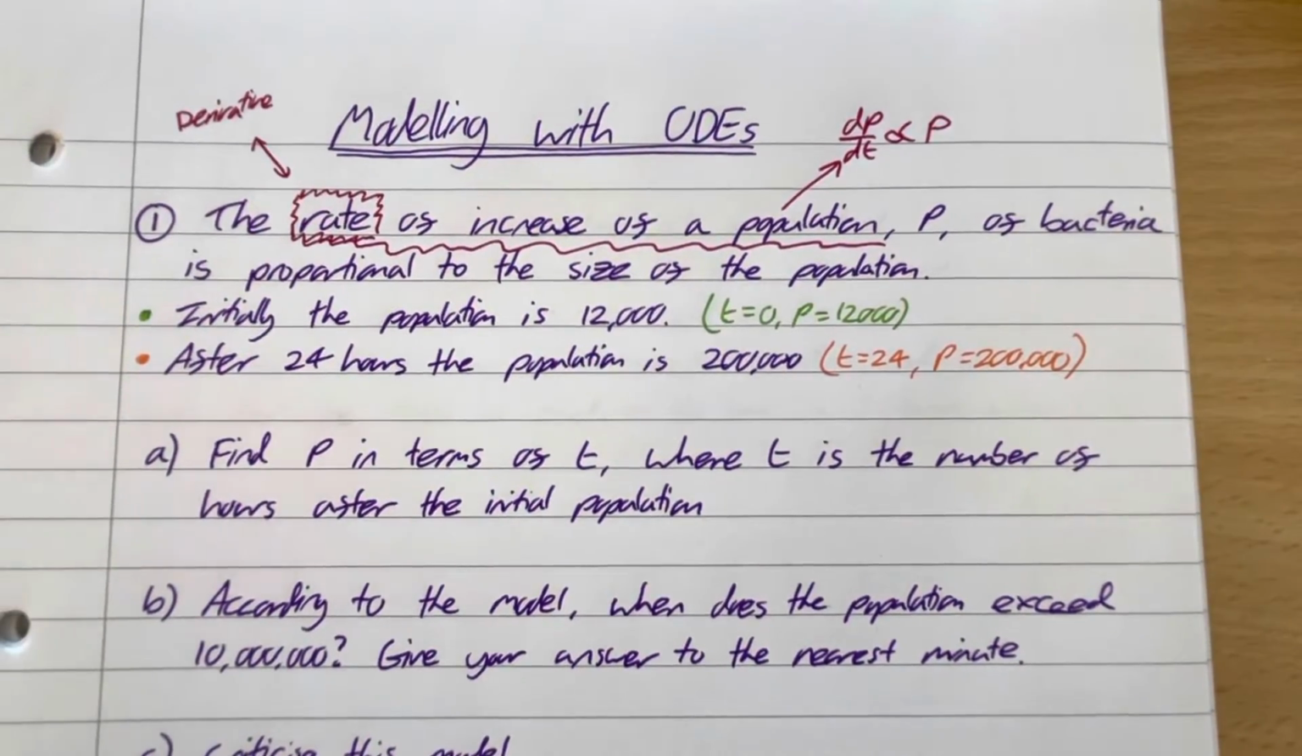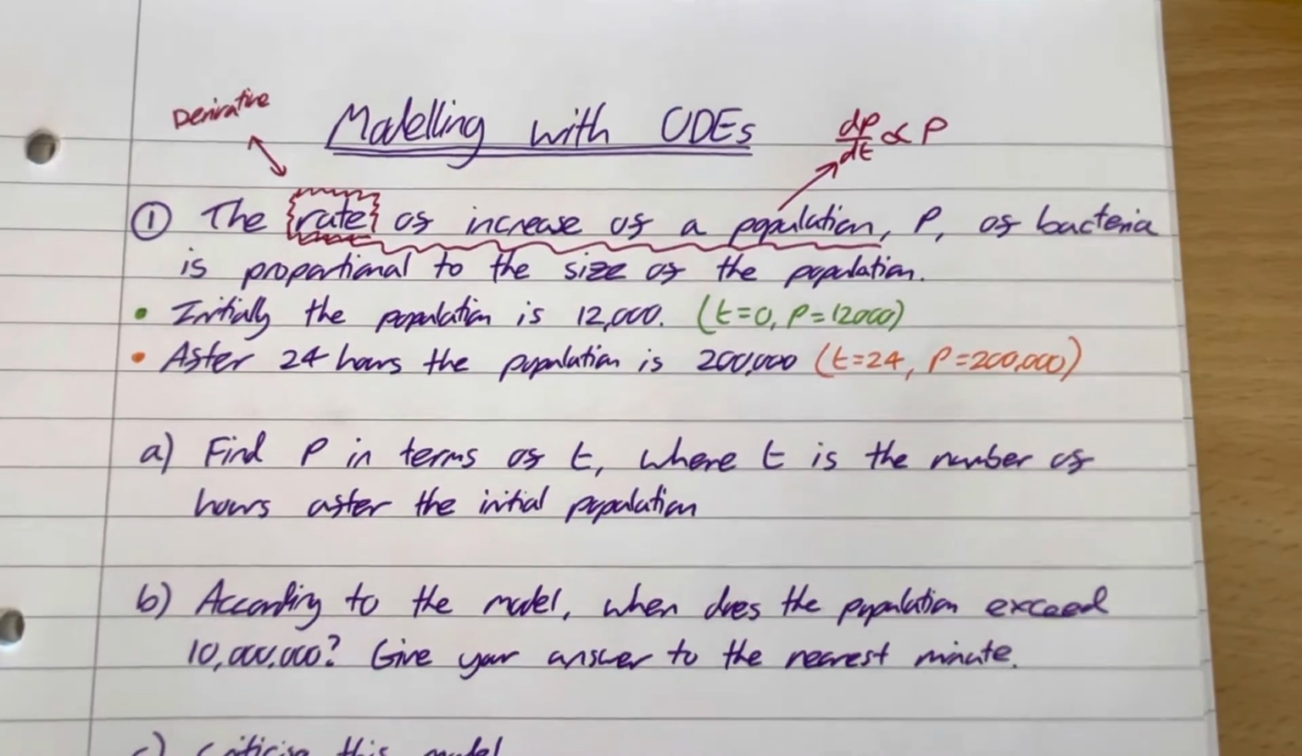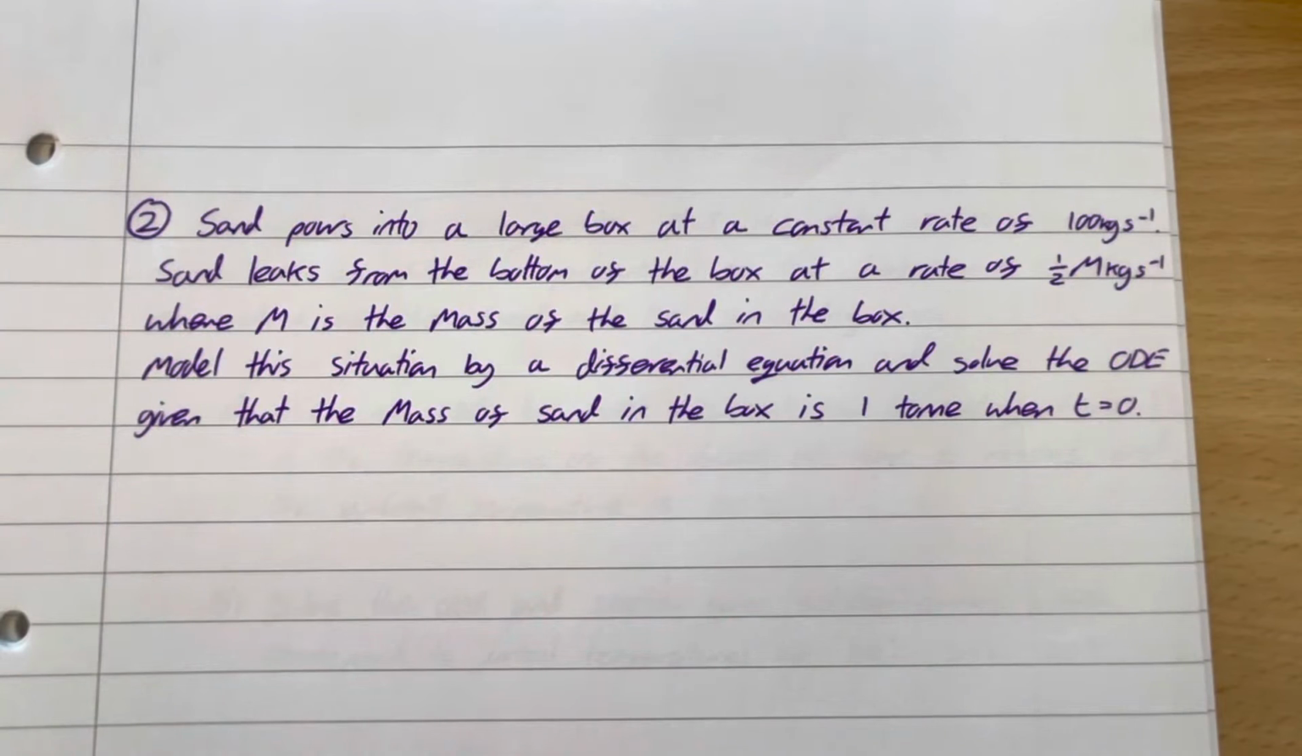I'm going to do 2 more this video, and then I'm going to do a separate video for a really big 4th one. So, example number 2. Sand pours into a large box at a constant rate of 100 kilograms a second. Sand leaks from the bottom of the box at a rate of 12 m kilograms per second, where m is the mass of the sand in the box. Model the situation by a differential equation and solve the ODE given that the mass of sand in the box is 1 ton when t is 0.